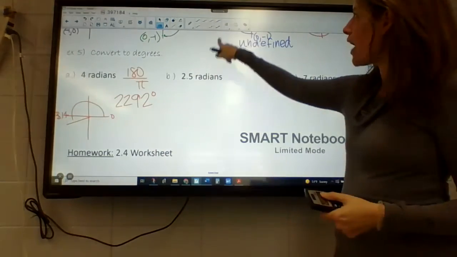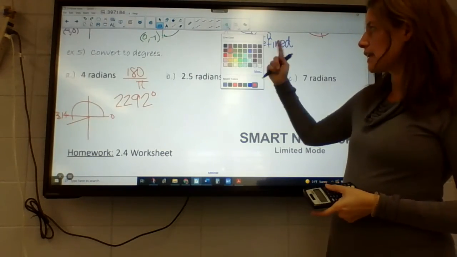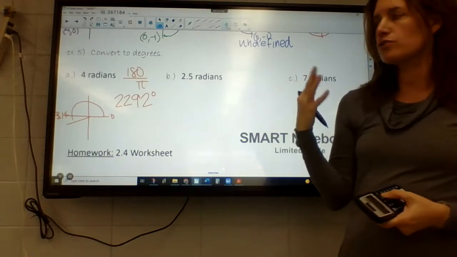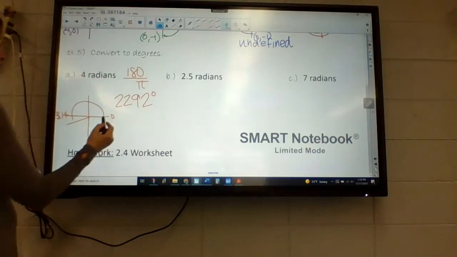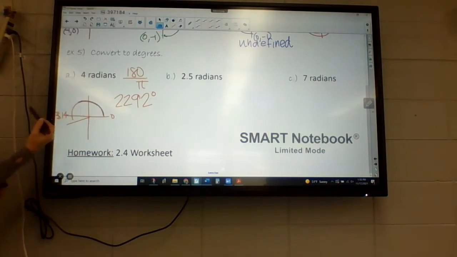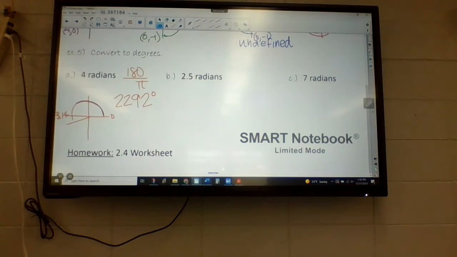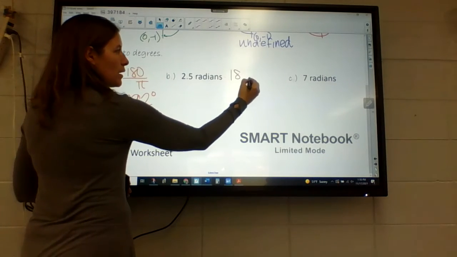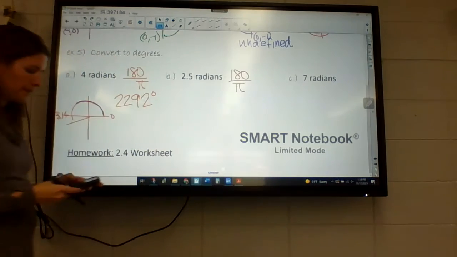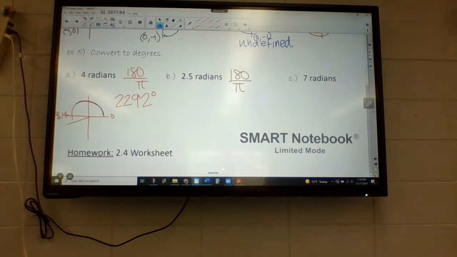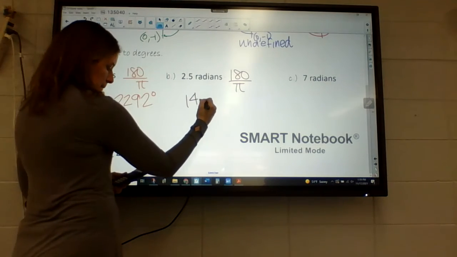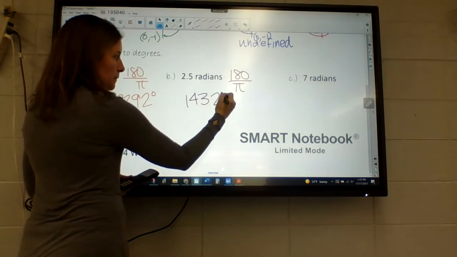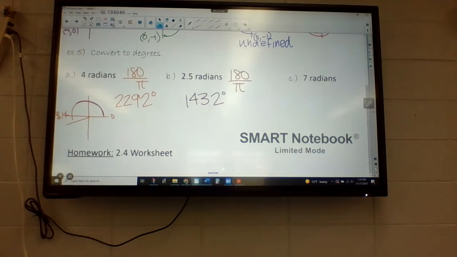So again, if we're talking about 2.5 radians, they're using that word just so we know because there's no pi involved. 2.5 radians would be somewhere over here in between these two. So just being aware of what our answer should be about, I'm going to multiply 180 over pi again. And typically these are not going to be nice numbers because we're dividing by pi. So 143.2.